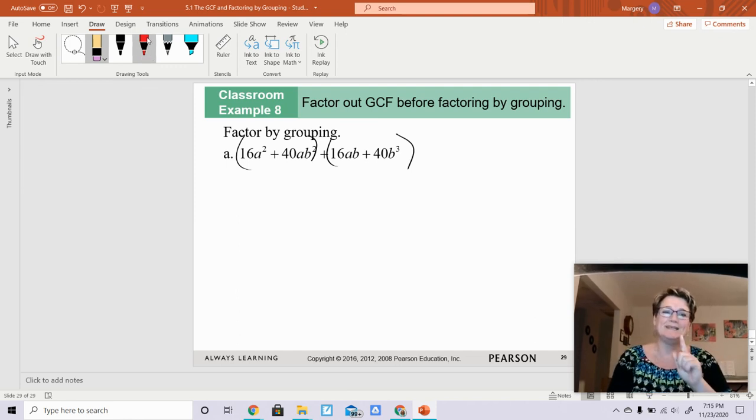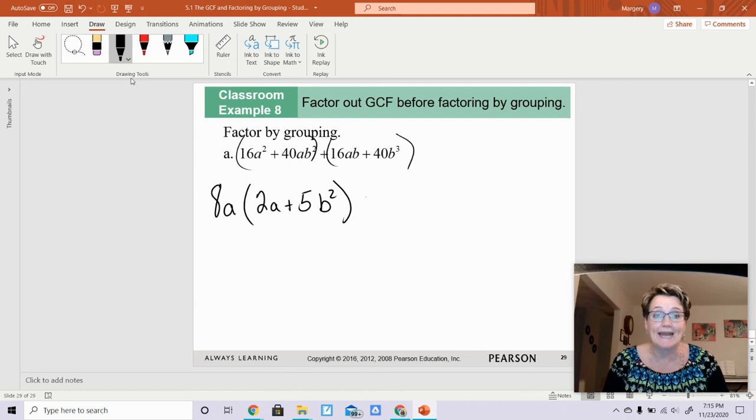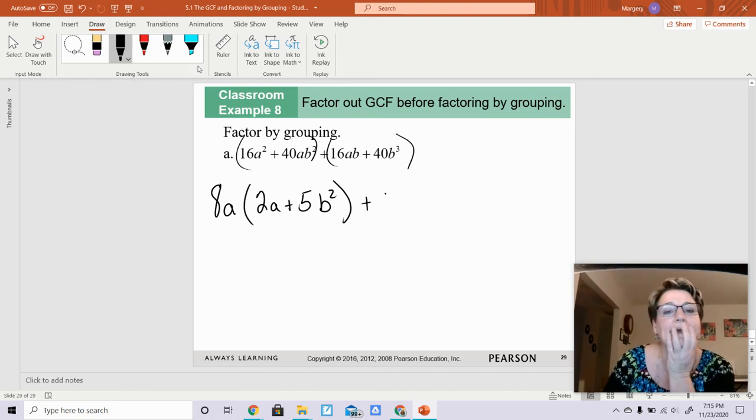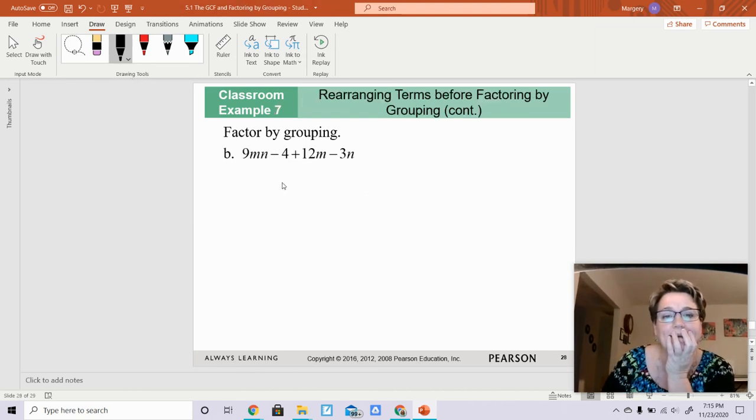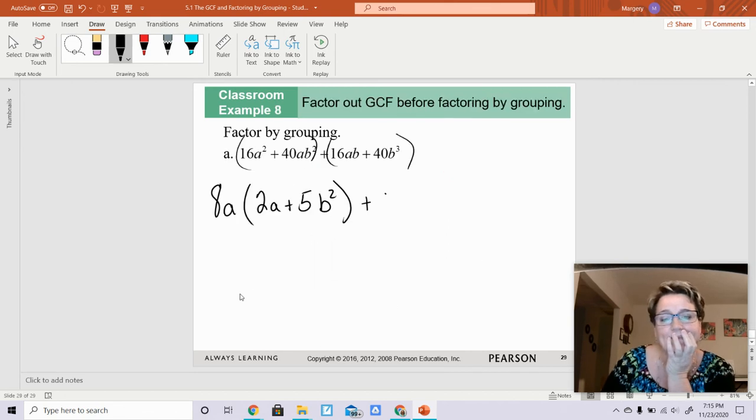Remember, you want to pick the greatest common factor. 8 should have been the greatest common factor. What was I thinking? 8a. So that should have been 2a plus 5b squared. This one here, they both share an 8. There's one more thing that you should have done. And I guess I should have noticed that. My bad. But that's okay. We'll figure it out at the end. It's all right. I'll factor it later.